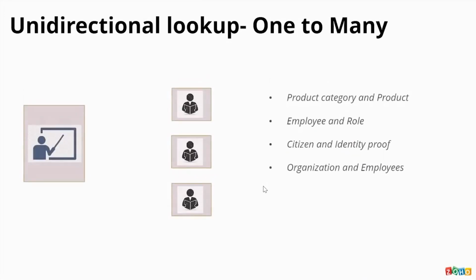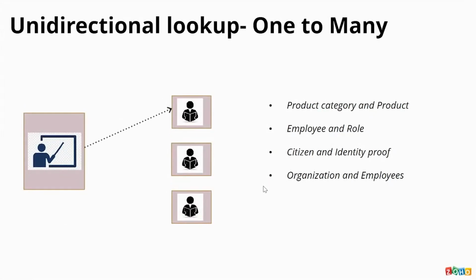Coming to the next concept, there is one-to-many under unidirectional lookup type. So let's take a class of students. Here, one class can have multiple students, but each student can be associated to only one class, right? So this comes under one-to-many relationship. I've also cited a few other examples for one-to-many relationship.